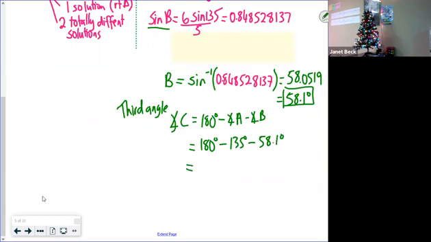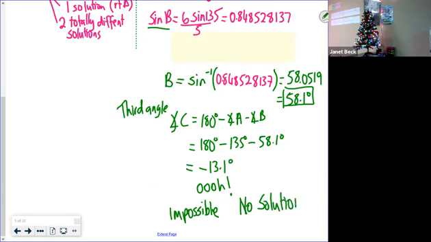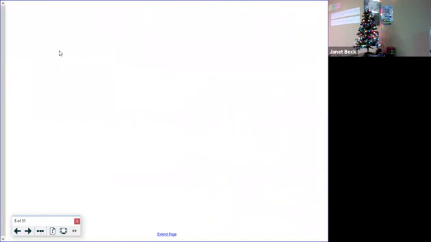You put that in the calculator and then you scratch your head and go, oh, that's not okay, because what comes out is negative 13.1. Oh, that's impossible. There is no solution to this triangle. So we've done all that work, and was all that work really necessary? No, I didn't need to do that.